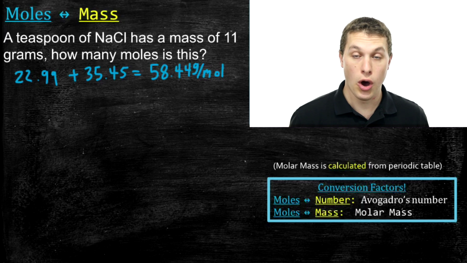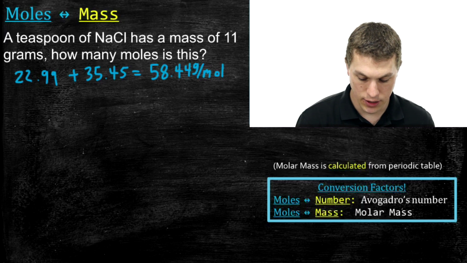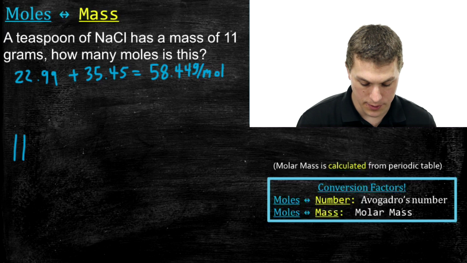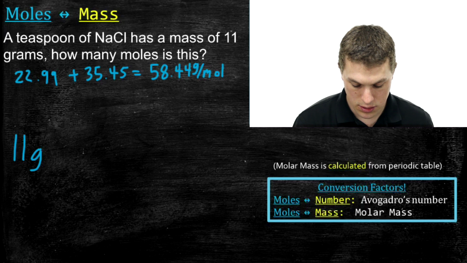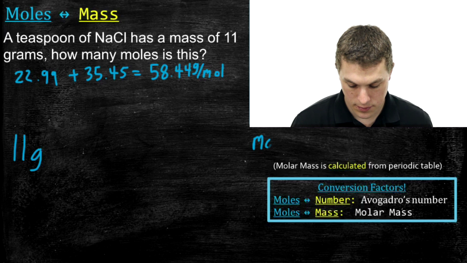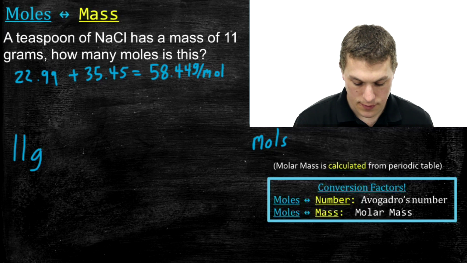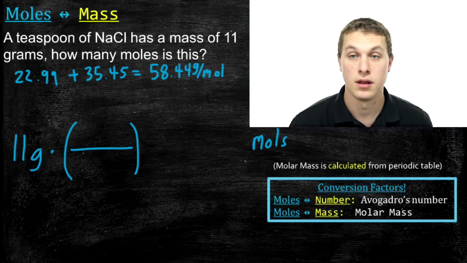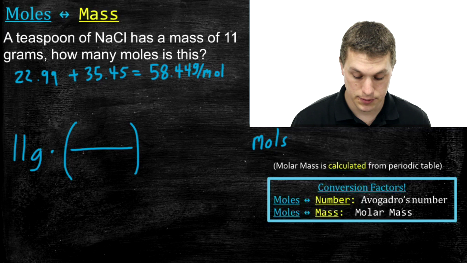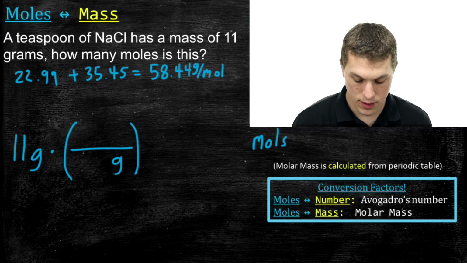And so now we want to go between mass and moles. So we're starting out here with grams. We have 11 grams. And we want to eventually get over to moles. And so our conversion factor is going to need to have our grams on the bottom, our mass on the bottom, so that it cancels out. And we're going to need to have mole on the top.